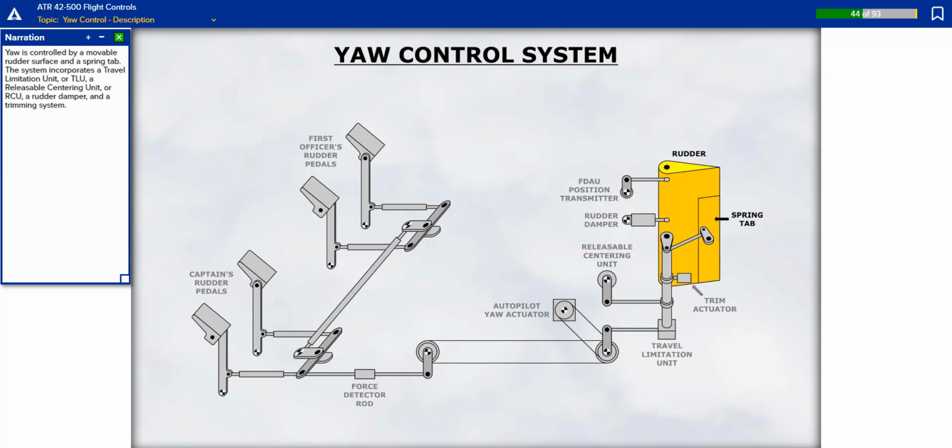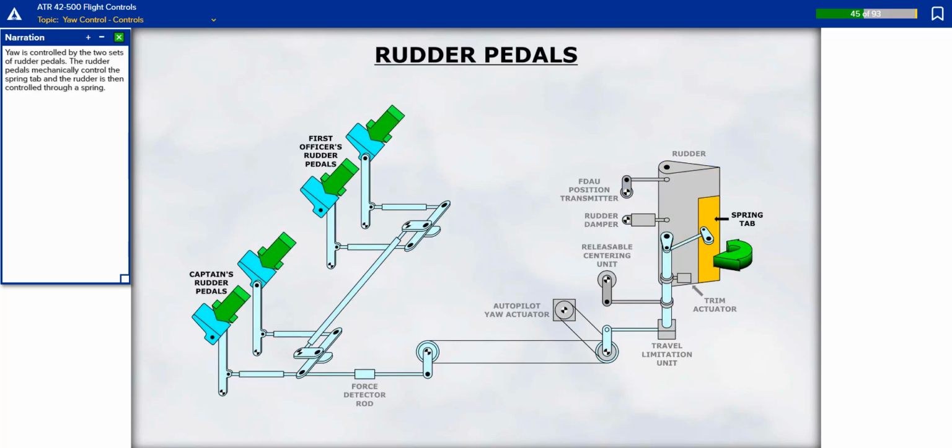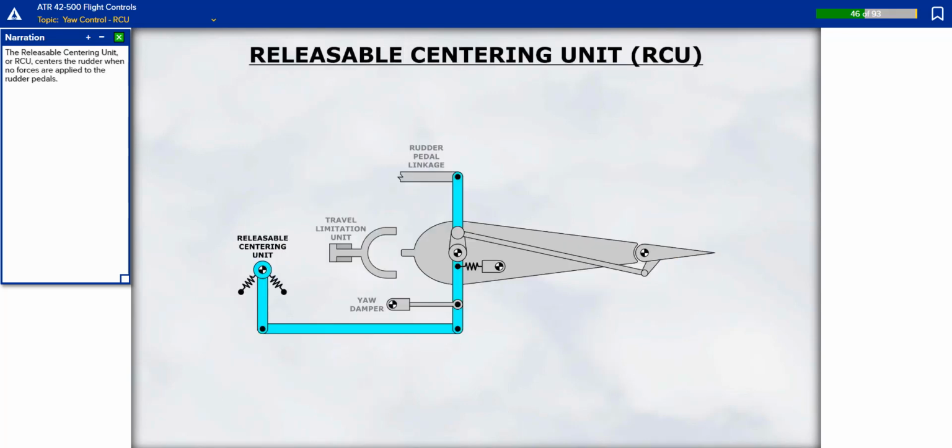Yaw is controlled by a movable rudder surface and a spring tab. The system incorporates a travel limitation unit, or TLU, a releasable centering unit, or RCU, a rudder damper, and a trimming system. Yaw is controlled by the 2 sets of rudder pedals. The rudder pedals mechanically control the spring tab, and the rudder is then controlled through a spring. The releasable centering unit, or RCU, centers the rudder when no forces are applied to the rudder pedals.